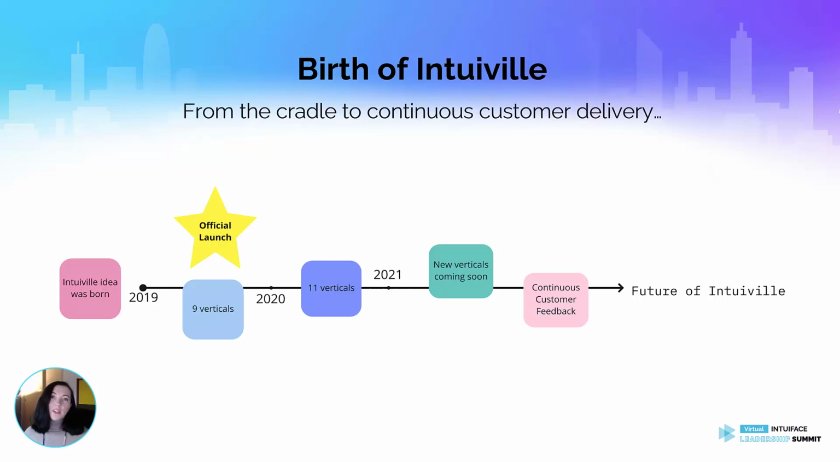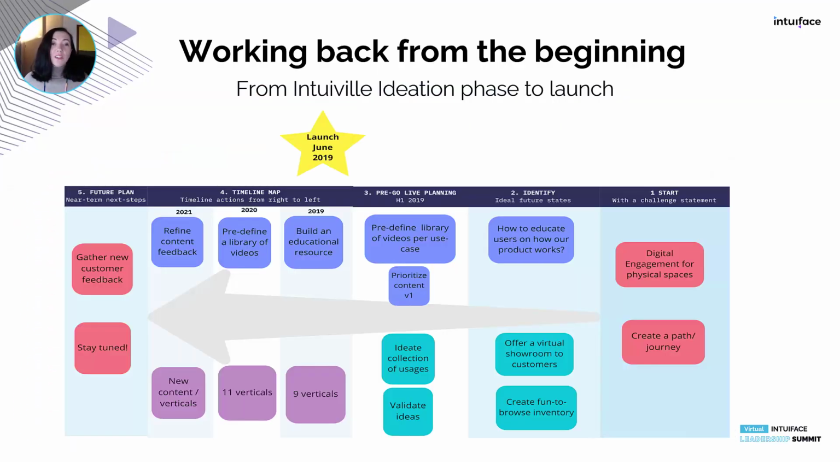Before we go into an in-depth story of Intuiville and the history, here's a snapshot of the conception of Intuiville, starting back as early 2019, when the ideas were conceived, the official launch, starting with the 9 verticals and going up to 11. Now, let me go into a little bit more detail about how the ideation phase happened.